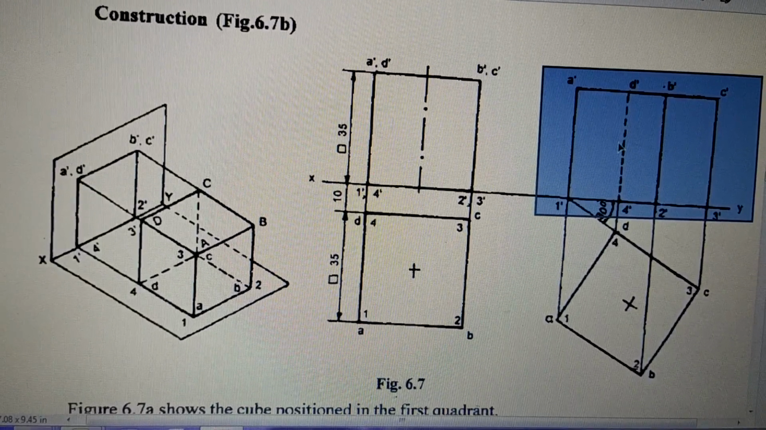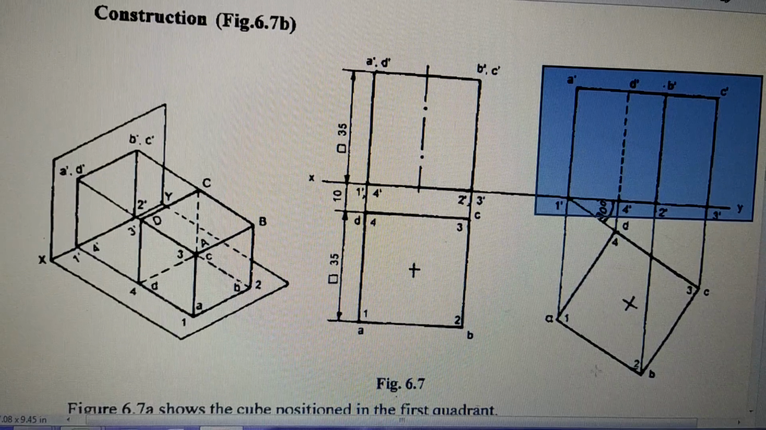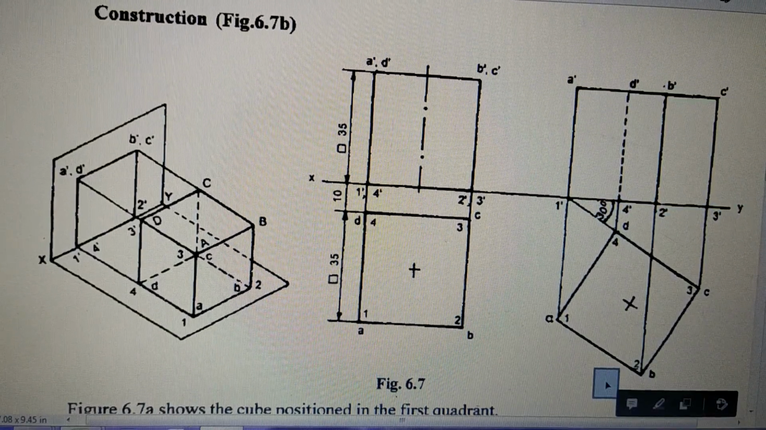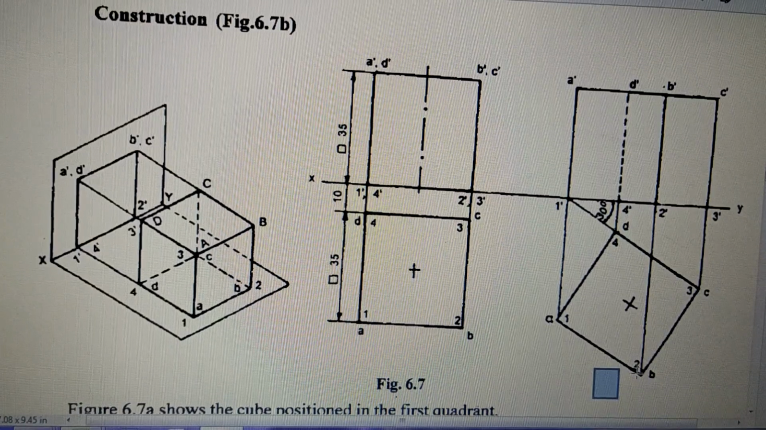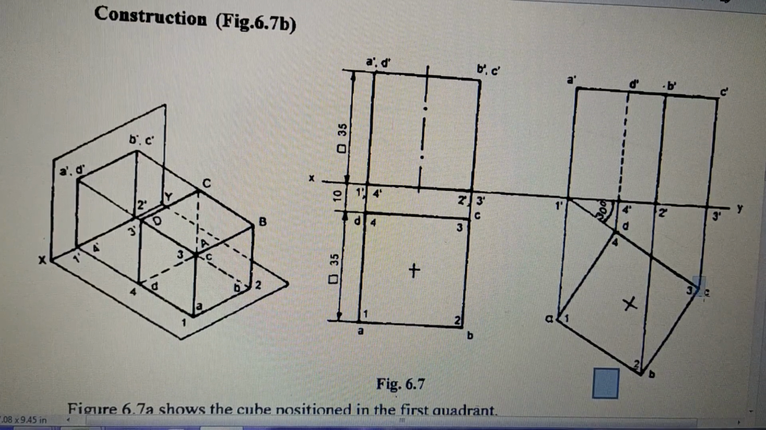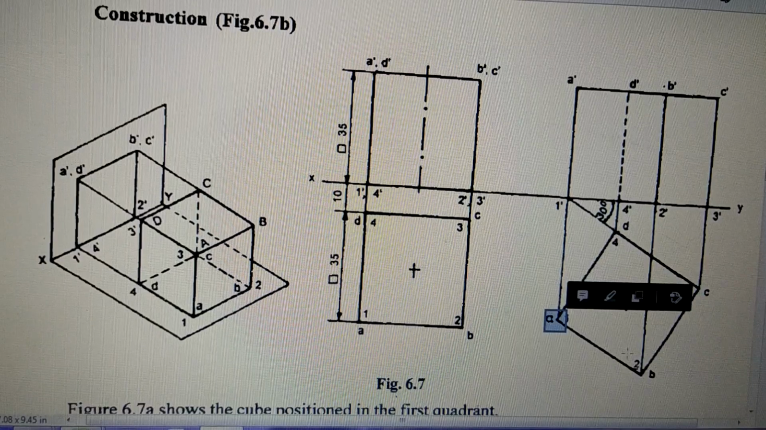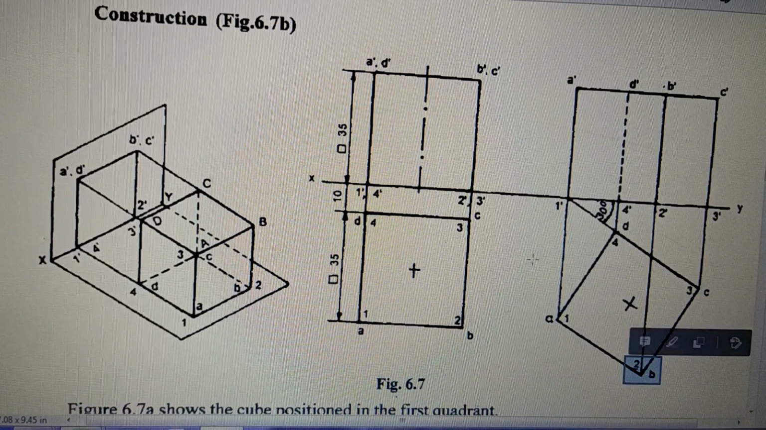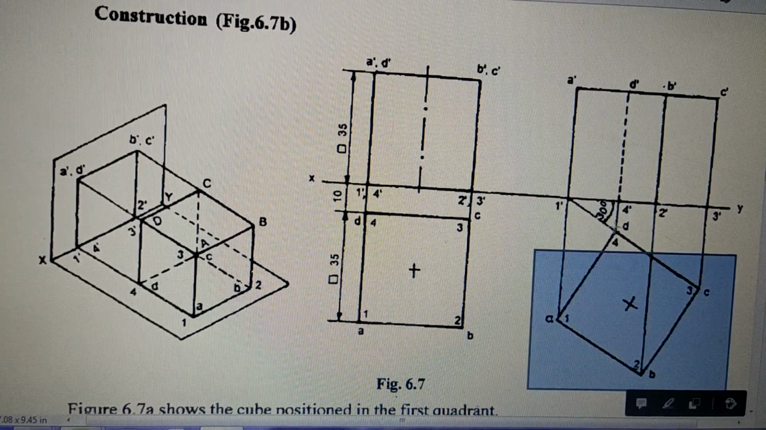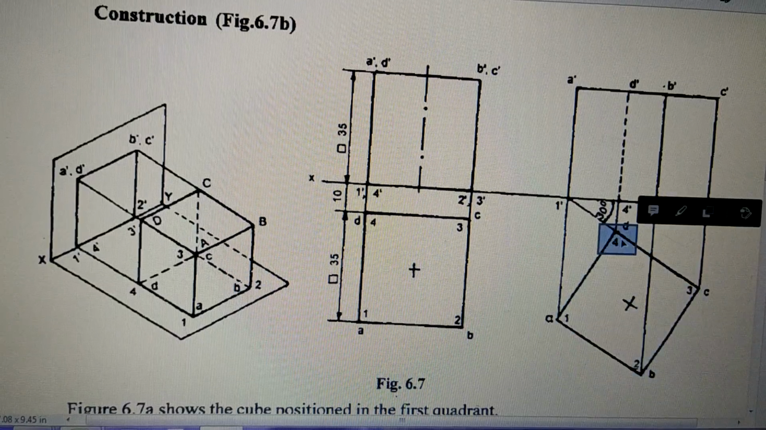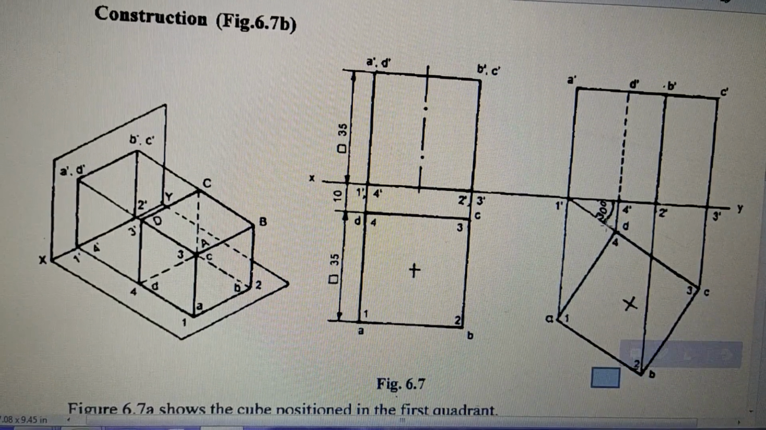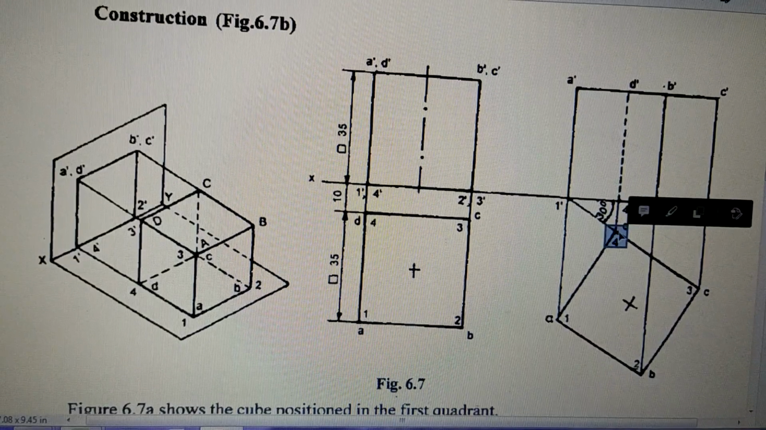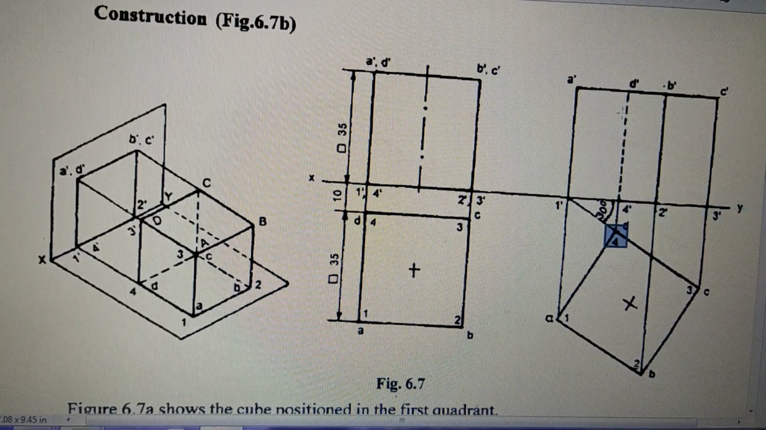Why is it drawn as a dotted line? Because when you see from the front side, this is the direction. When you look in this direction, you will see this edge, this edge, and this edge. All these 3 edges you will see. But this edge you will not see. When you look in this direction, this edge is behind. So this is not seen. So whatever is not seen is drawn as a dotted line.